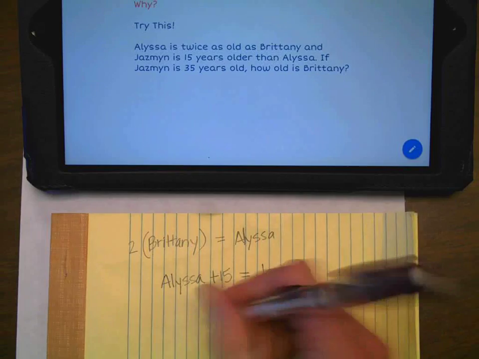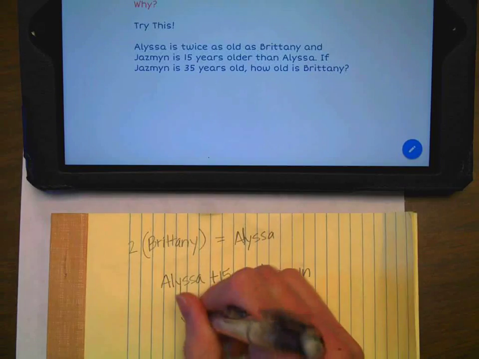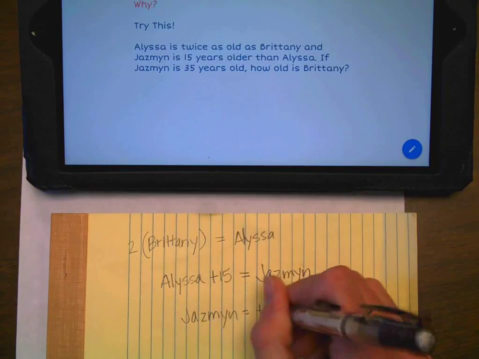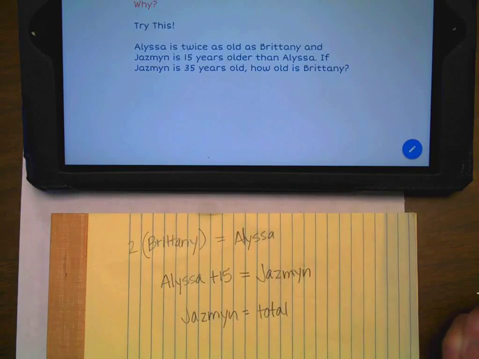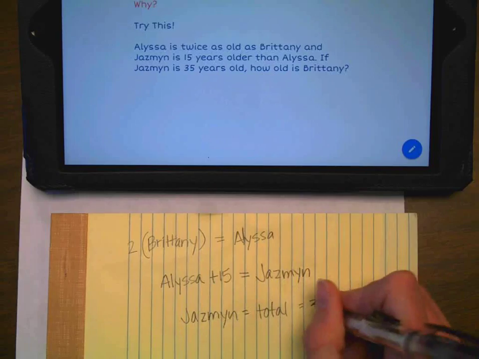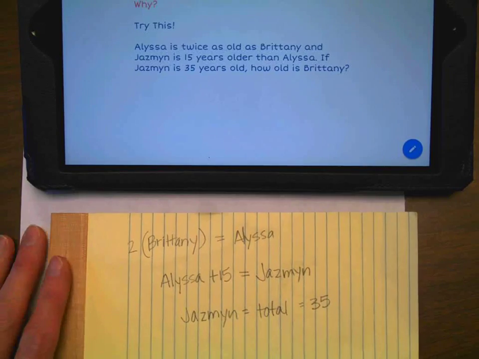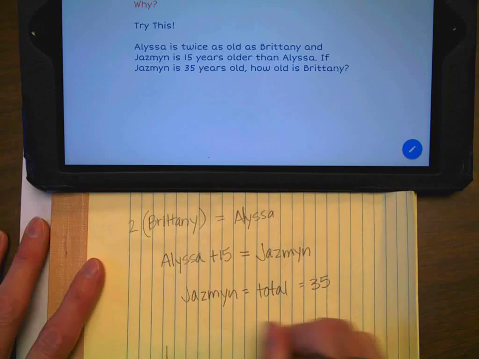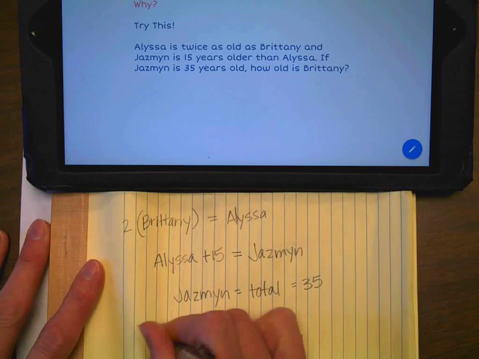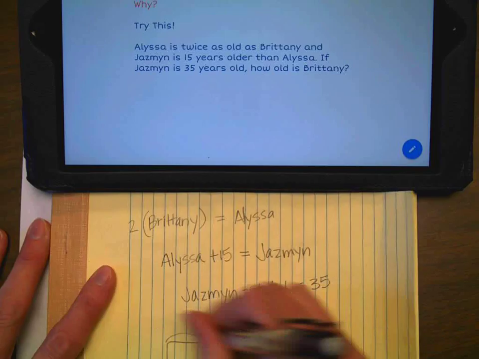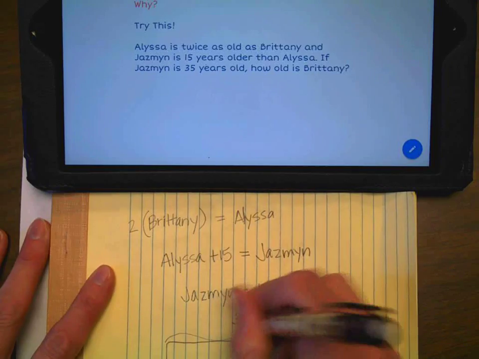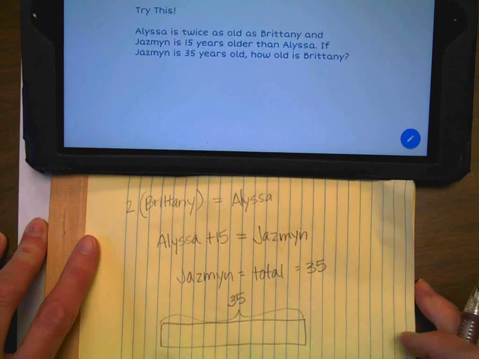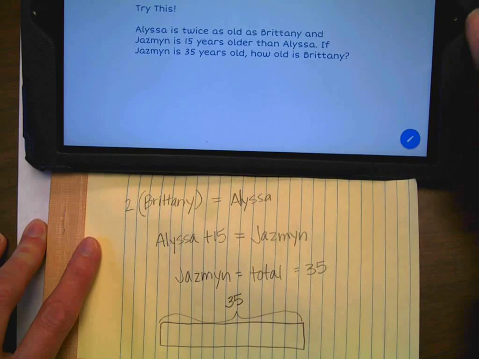So we do have a total. Our total would be Jasmine, okay? So Jasmine is considered our total, and that she has 35 years. So we know that equals 35 years. So now we can figure this out using tape diagrams. So if you draw one tape, you know that the whole thing is equal to 35 because that's our total, remember? Okay, so now we have this tape, and we know it's 35.